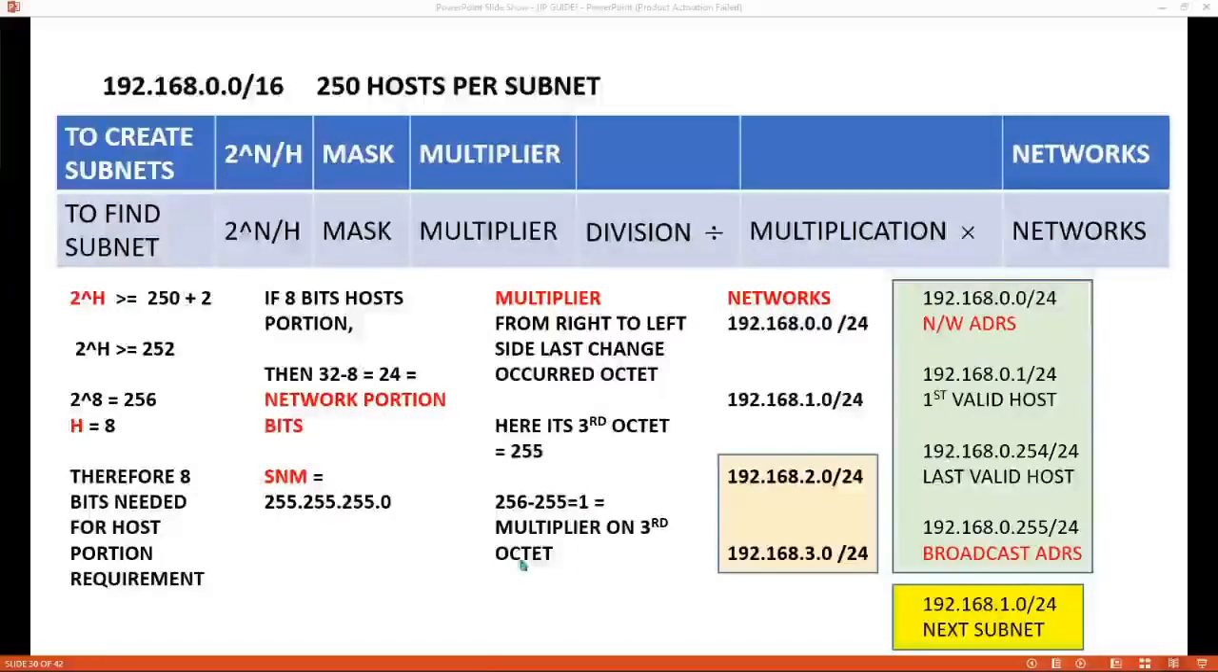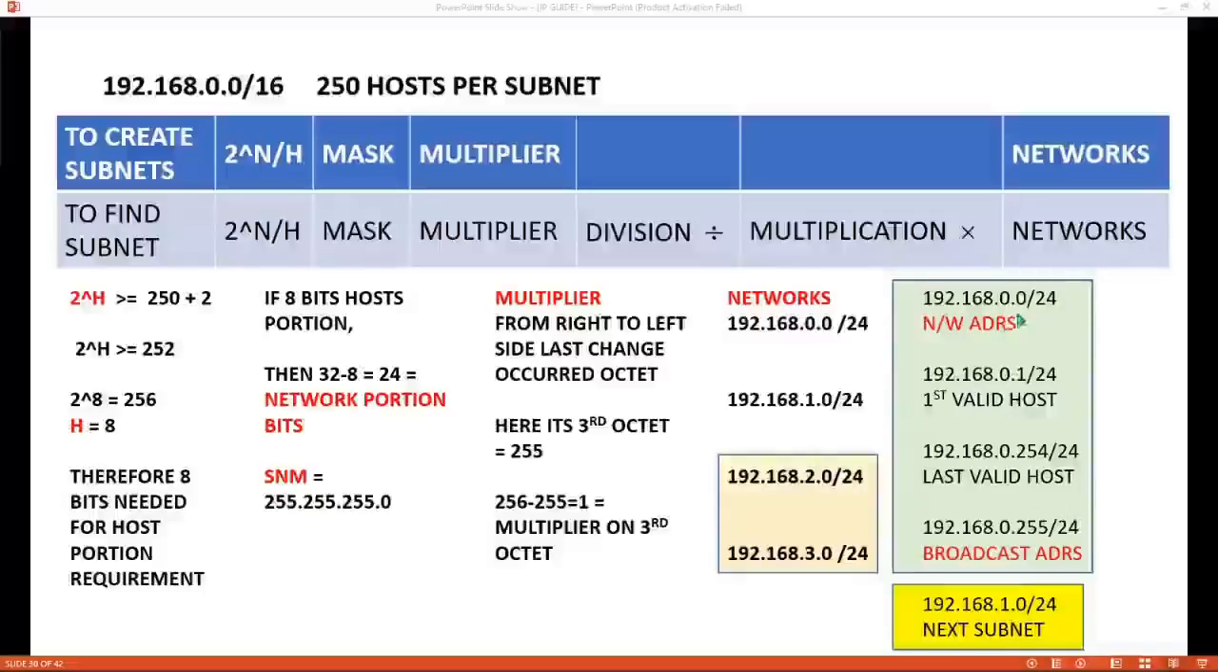Okay, so I can write the networks now: 192.168.0.0/24. Then in the third octet it's going to increase by 1. So 192.168.1.0/24. Then 192.168.2.0/24. Then 192.168.3.0/24. Likewise. After that I can simply write the network address and broadcast address and other details like first valid, last valid as always.